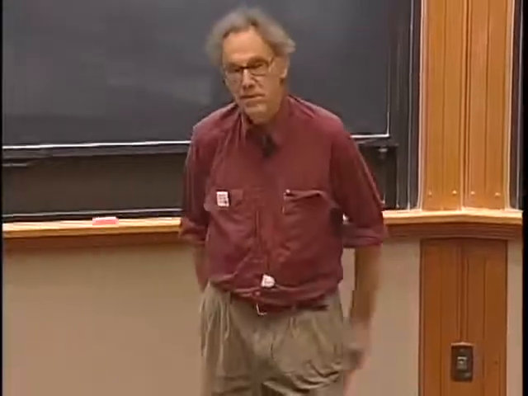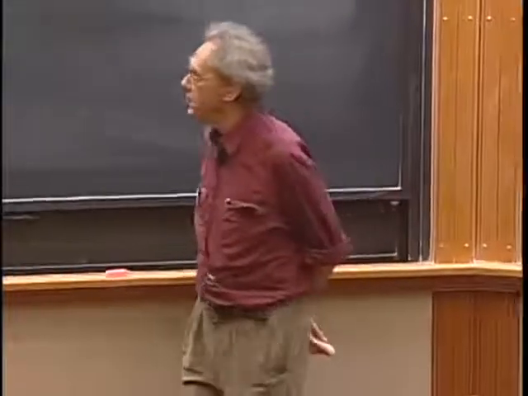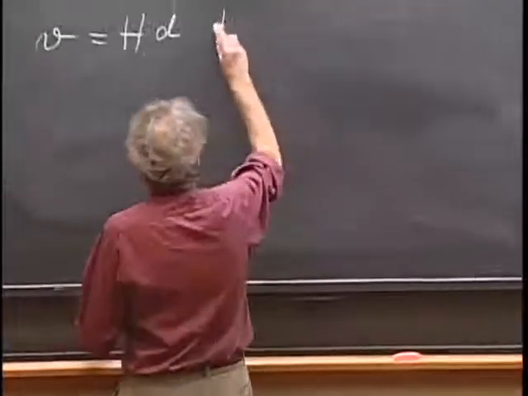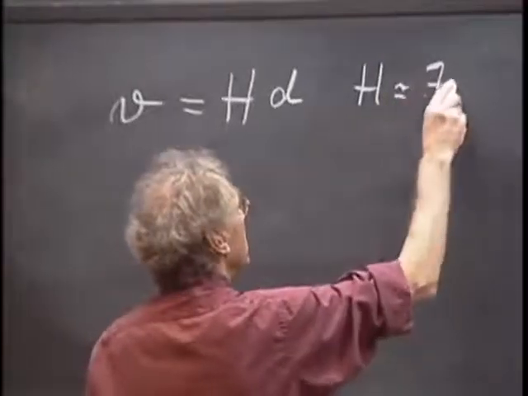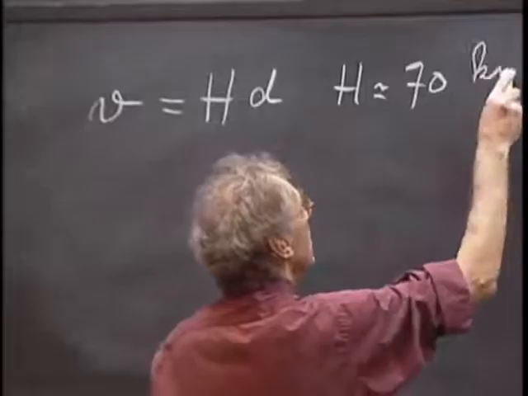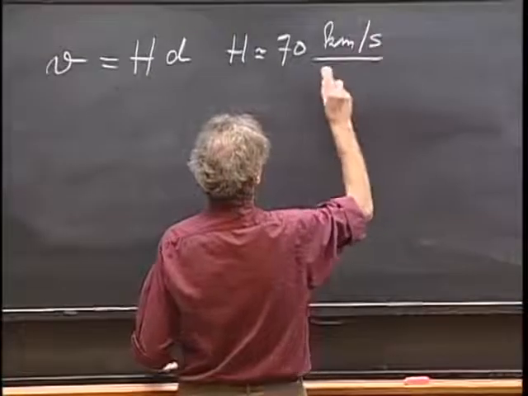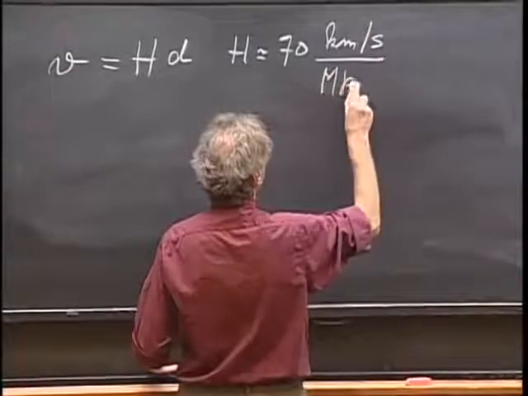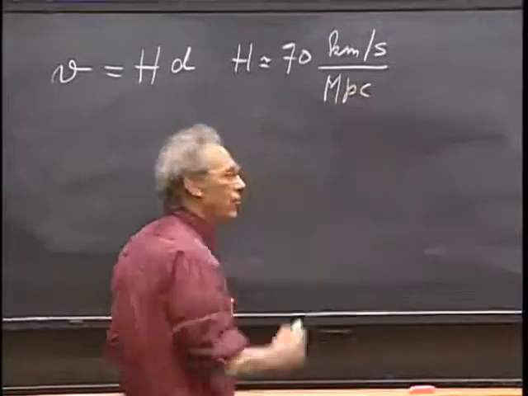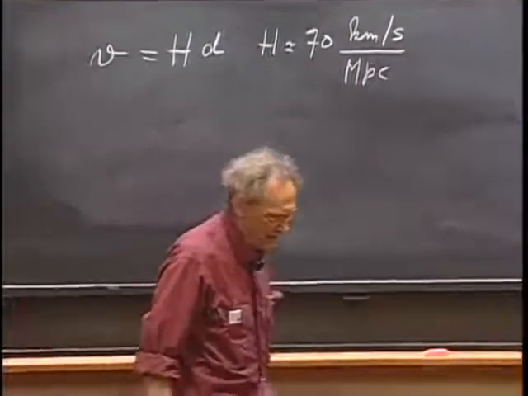The present most reliable value for H is approximately 70 kilometers per second per megaparsec. I give it to you in this form because that's the way you will always see it in the literature, but I owe you an explanation, of course.